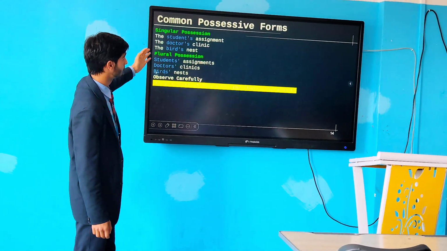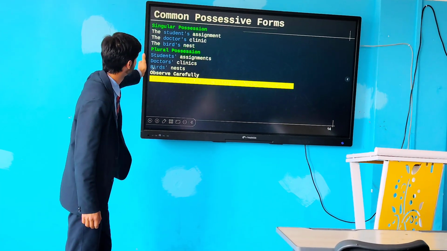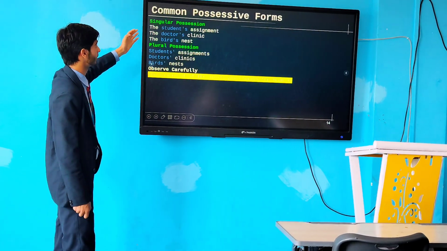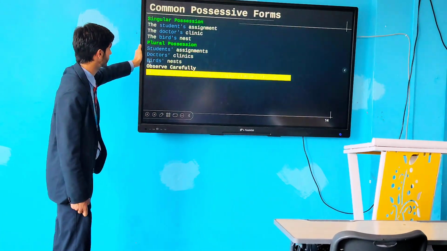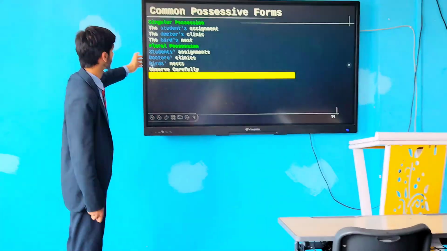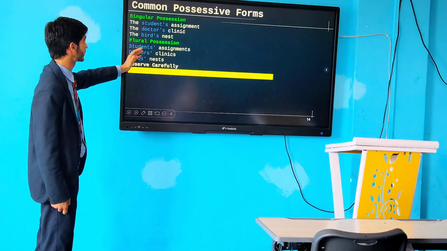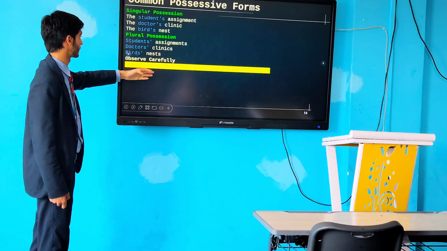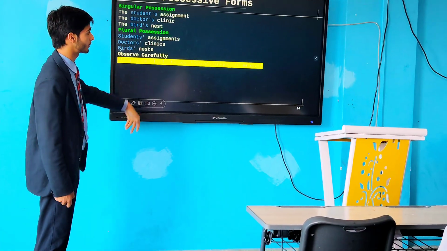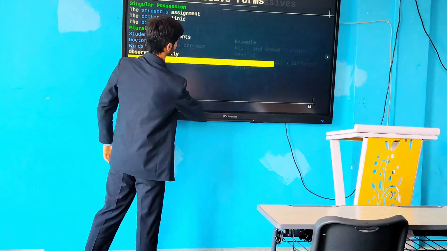Now, after that, common possessive forms. Singular possession: the student's assignment, the doctor's clinic, and the bird's nest. Plural possession: the students' assignment, the doctors' clinic, and the birds' nest. The placement of the apostrophe can change the meaning.